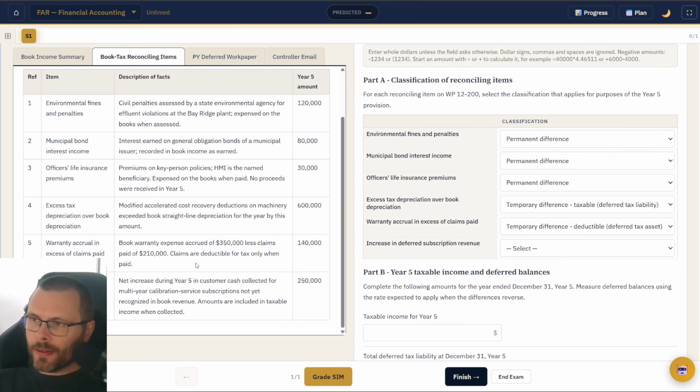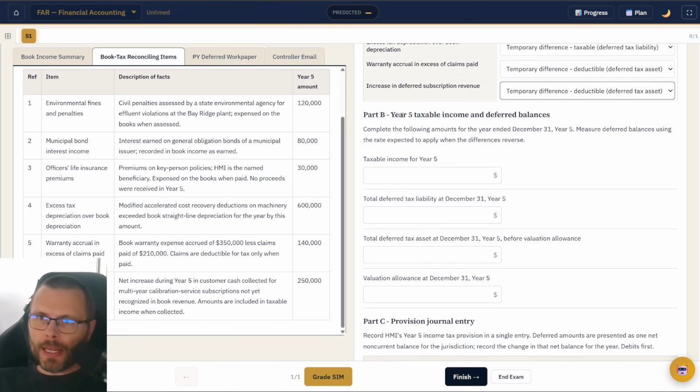So you've got deferred subscription revenue, $250,000. It's taxed when collected, and it has not been recognized yet on the books. It's been collected. Thus, the IRS will be taxing you this year for it. However, in future years, you've got a difference that's going to result in less taxes you have to pay. Thus, it is an asset for you. And that's it. That's all 6.